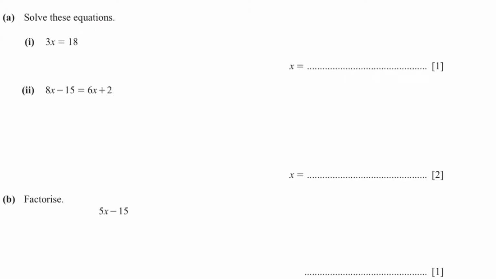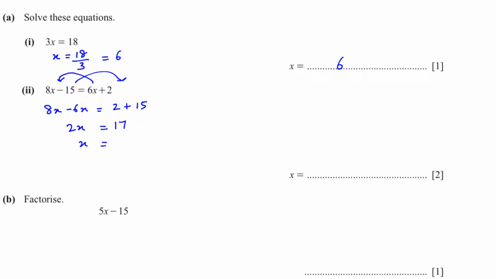Solve these equations. A1, 3x is equal to 18. Therefore, x is equal to 18 divided by 3, which is 6. In the next question, you have 8x minus 15 is equal to 6x plus 2. Bring the x's on one side. The positive x when you bring here will be negative, and the negative 15 will be positive. So 8 minus 6 will give you 2x is equal to 17. Divide 17 by 2 and you will get 8.5.